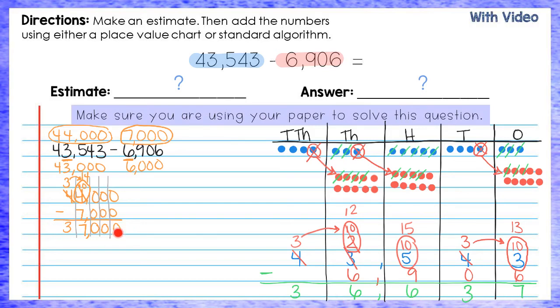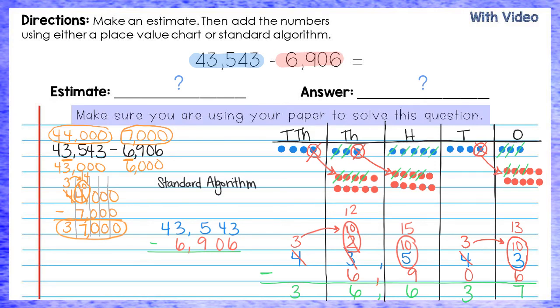36,637 is close to our estimate of 37,000. Now let's do the standard algorithm. Go ahead and write your problem. 43,543 minus 6,906. Make sure you leave some room above because we're going to be doing a lot of regrouping and subtraction.